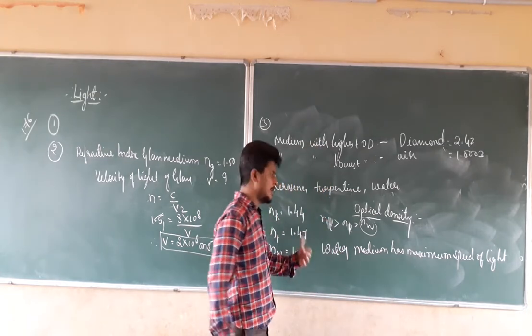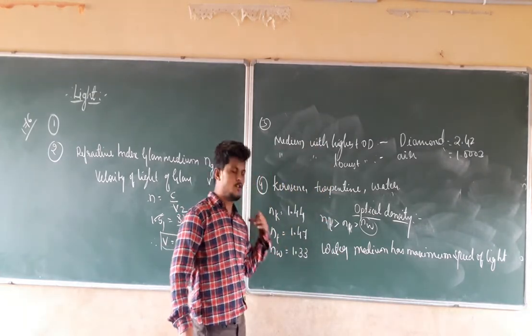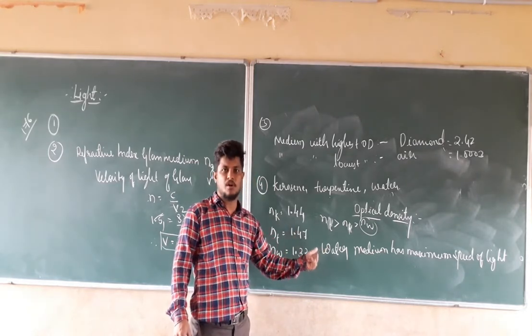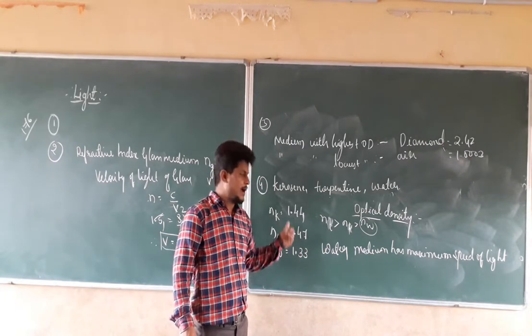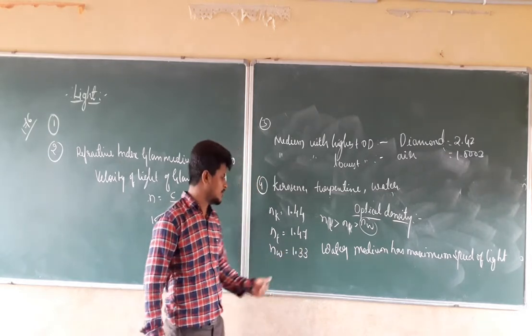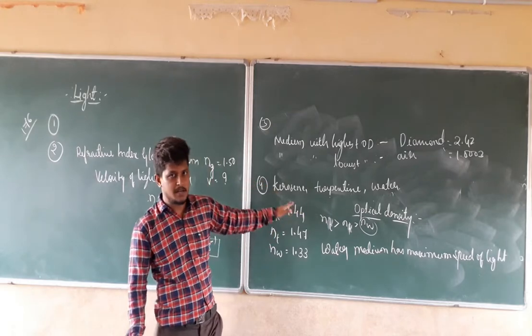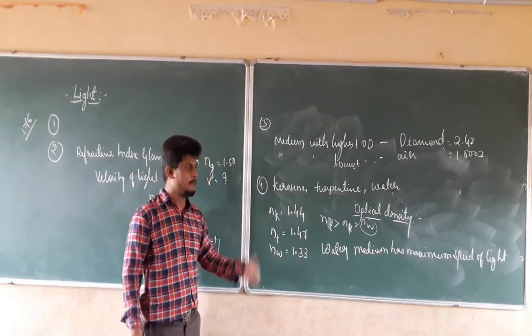If you want to cross check these values, try to calculate the speed of light in those mediums using the formula n equal to c divided by v, and analyze those things. When you analyze them, the speed of light in the water medium will be maximum.